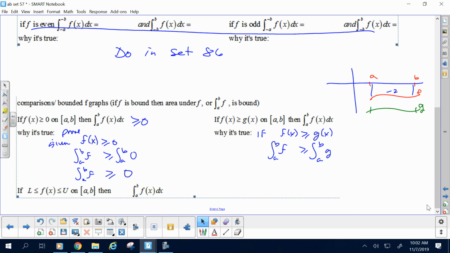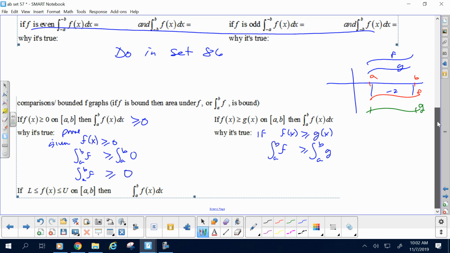Okay, surely that would be the same for up here. If this is f and this is g, then the area under g would be less than the area under f. All right? Wouldn't matter if it was first quadrant, second quadrant, third quadrant, fourth quadrant. That's why you don't trust your eyes every time. You trust the calculus. It never fails you. Okay?